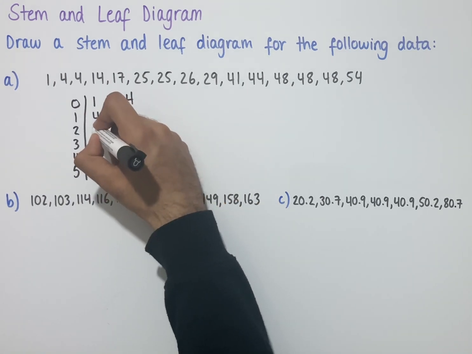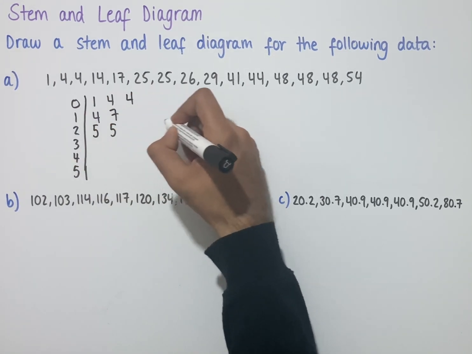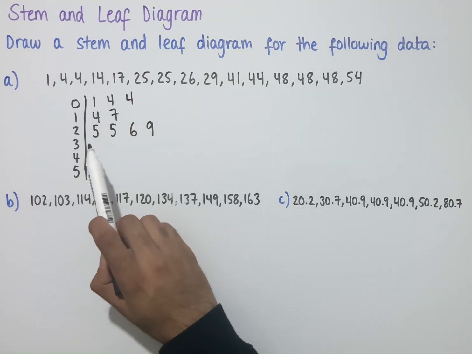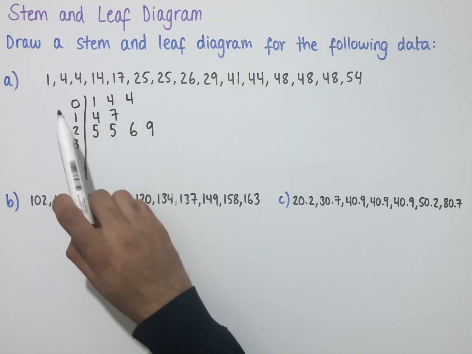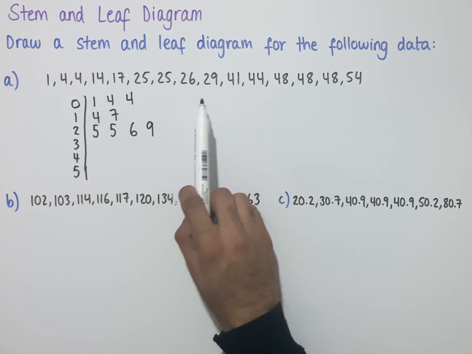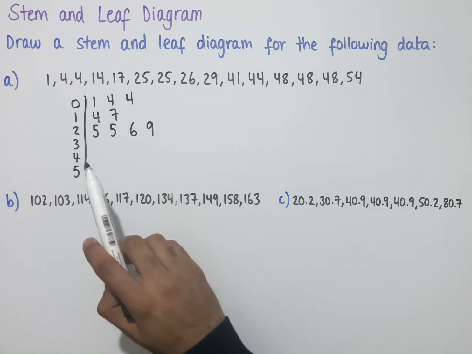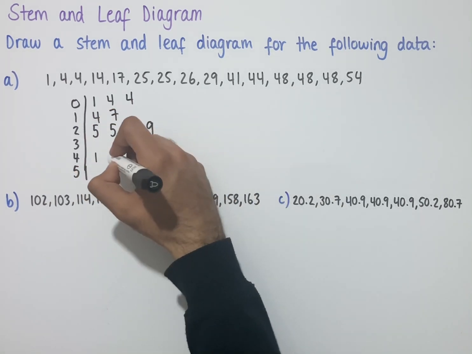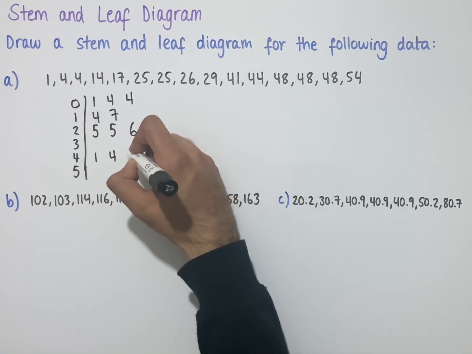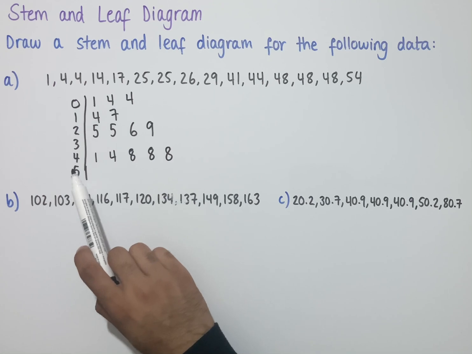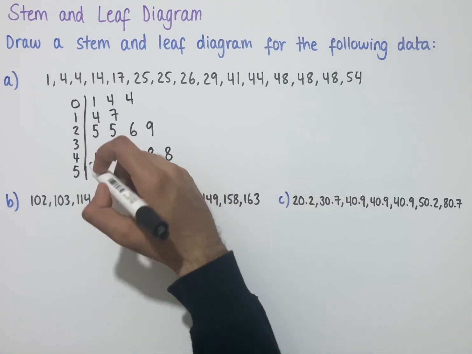Again, writing these in order, we place the units inside. So 5, 5, 6 and 9. We then check for any numbers that have 3 tens. Since our data doesn't contain any numbers that have 3 tens, we can skip this leaf. We then move on to the numbers that have 4 tens, so that's 41, 44, 48, 48, and 48 again. And finally, we look at the numbers that have 5 tens, which is 54.